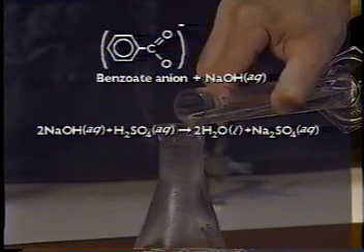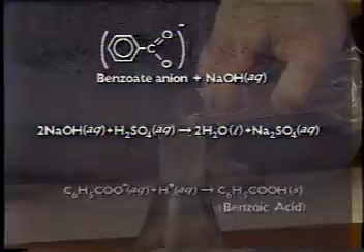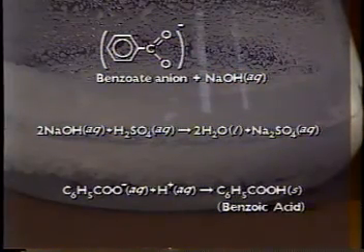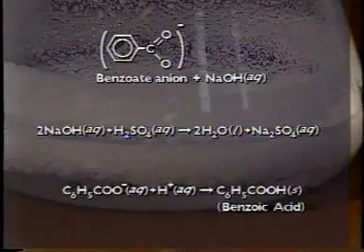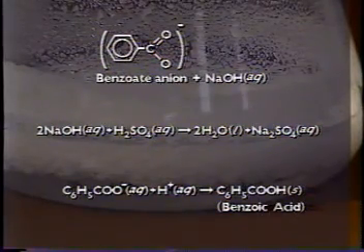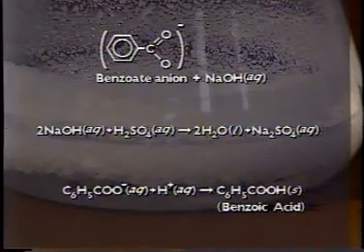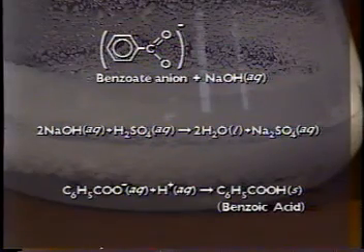So what we're going to do is neutralize the excess sodium hydroxide with sulfuric acid, then add a little more sulfuric acid, which will convert the benzoate anion into benzoic acid. The benzoate anion is soluble, and we've got it in solution. But when we convert it to benzoic acid, which is insoluble in water, that will precipitate out.